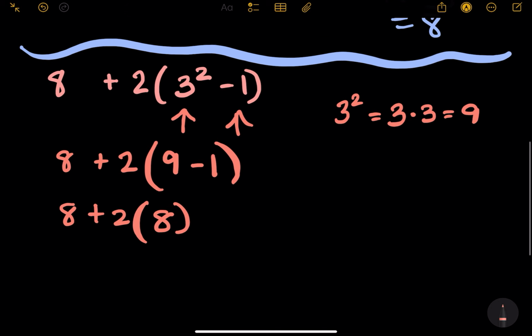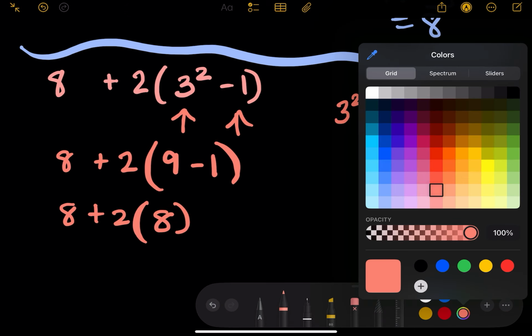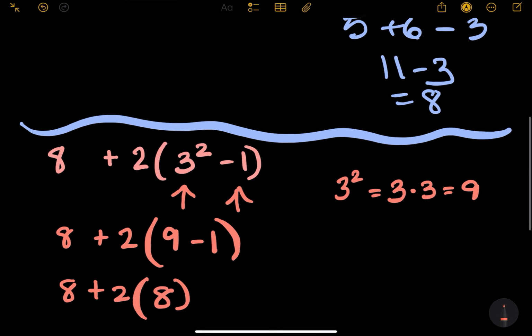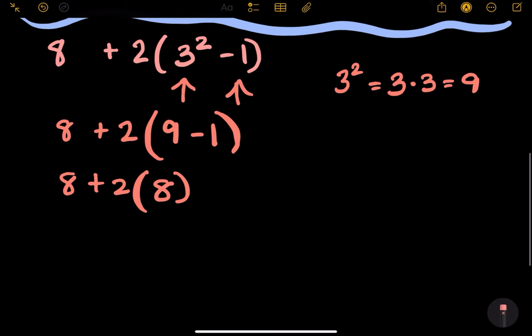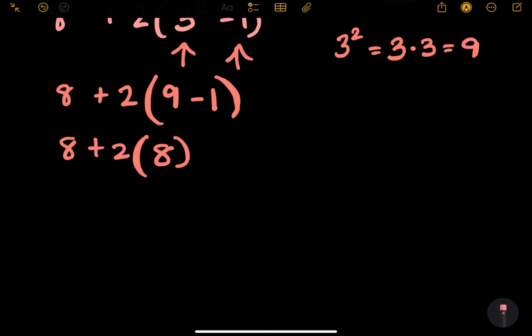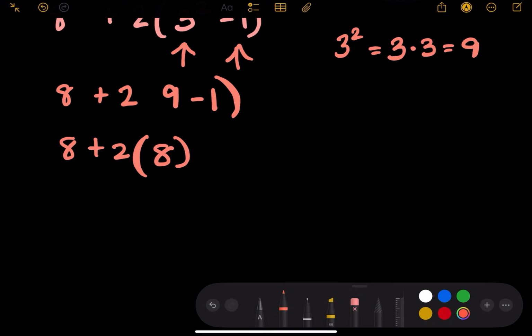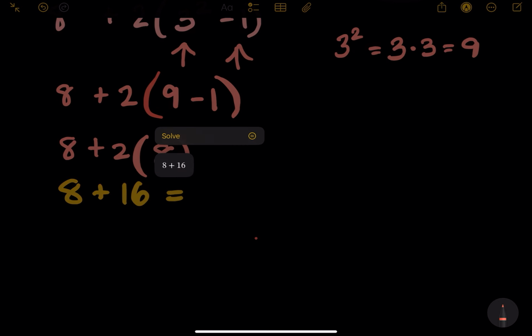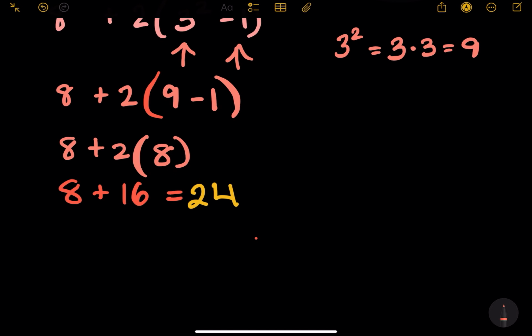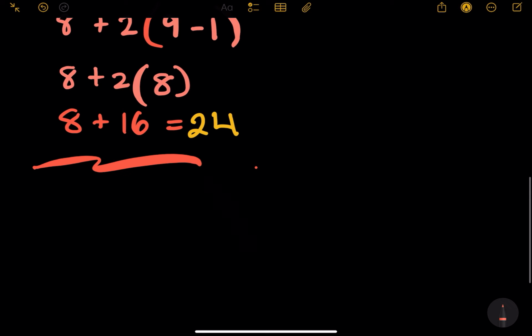So 9 minus 1 gives us 8. Then we do the next step, which is multiplication and division. This is from left to right, but we don't have a division here, so we just simplify the multiplication. 2 times 8 gives us 16. Then we add: 8 plus 16 gives us 24. So that's your answer.